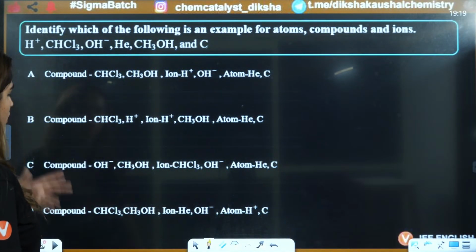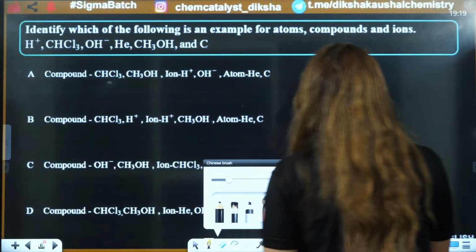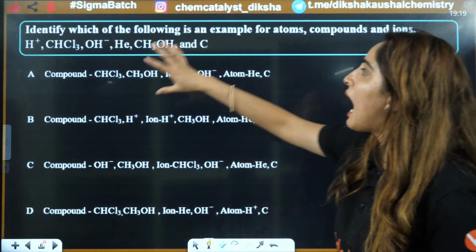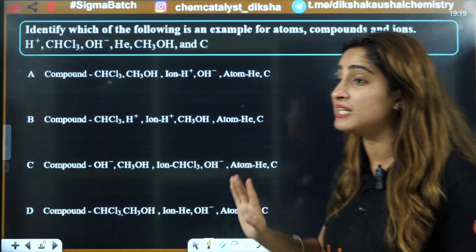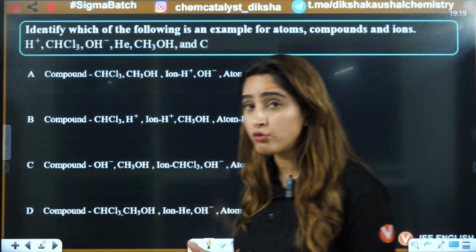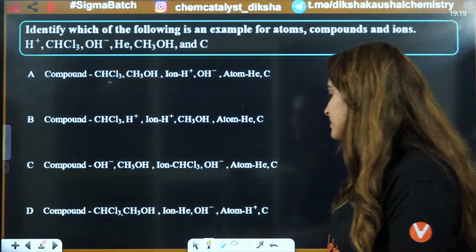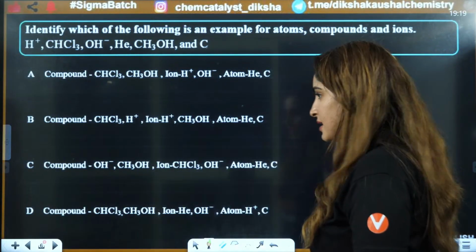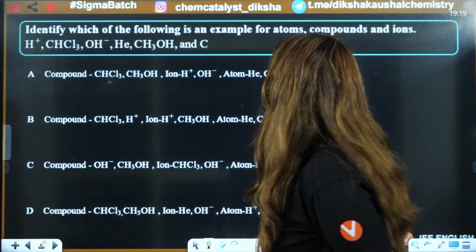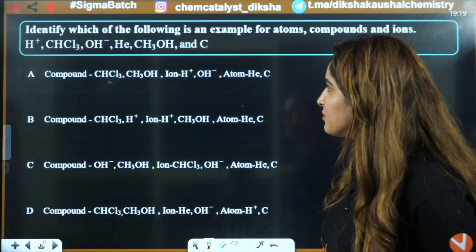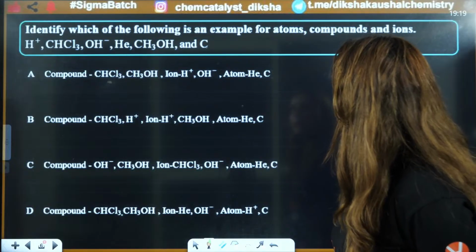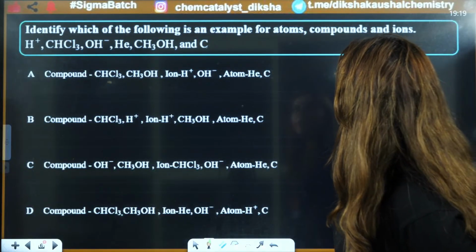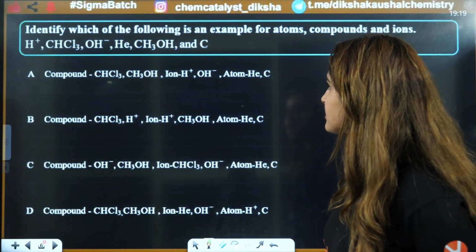Let's do this. This is for general atoms and molecules only. Identify which of the following is an example of atoms, compounds and ions. Let's see who is going to answer this. What is an atom? Helium is an atom. First, the example for atoms, compounds and ions.